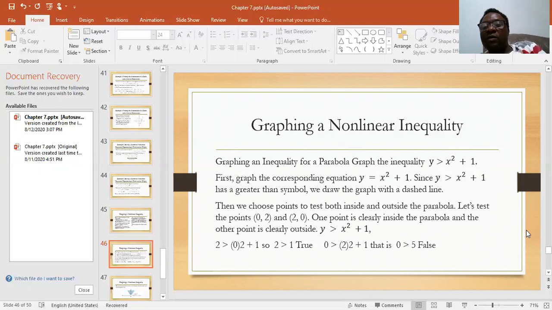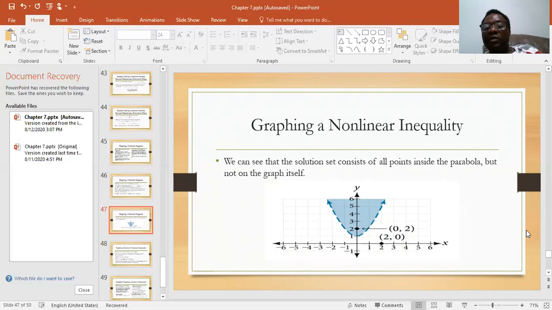Example, solve an inequality for a parabola graph. y is greater than x squared plus 1. So here it is greater than, so the parabola will be in a dashed line. Now we will consider the quadratic equation y equals x squared plus 1. We will make the graph for that equation and identify a point either within the parabola, or outside the parabola. Let's look at the graph to understand what I mean.